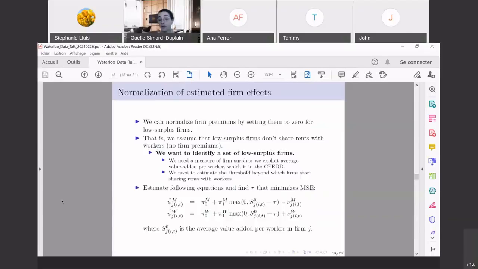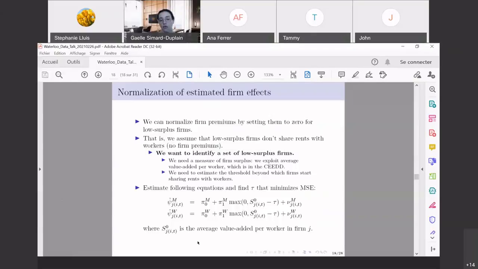So what we need to do is define what a low surplus firm is. And to do that, we're going to use our measure of value added that I mentioned earlier, which is in the SEED, which is one of the reasons why SEED is nice for this. And so we're going to estimate very simple equations, right? So you have on the left side the non-normalized estimated firm effects. And then we're going to assume that past a certain threshold of surplus, firms start sharing rents.